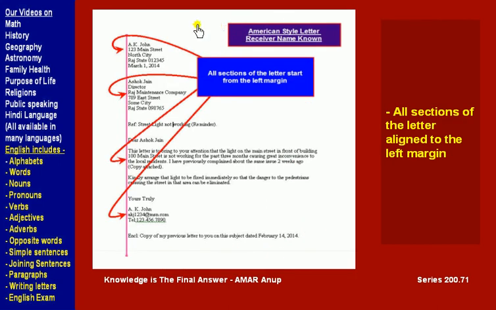Next thing to note in American style of writing an official letter is that every part of the letter starts from the left margin. So the sender's address, the receiver's address, the reference, the body, the signature, everything is starting from one line. There is no indent at the beginning of the paragraphs. Everything starts from this line.